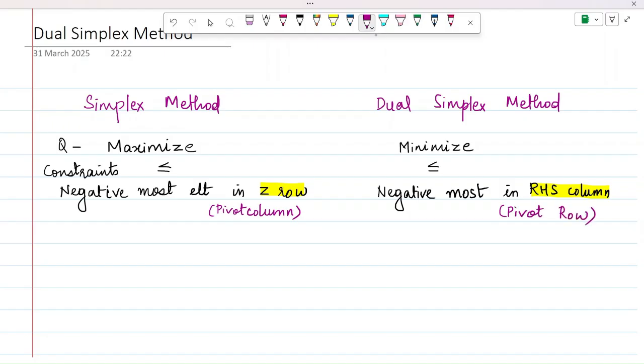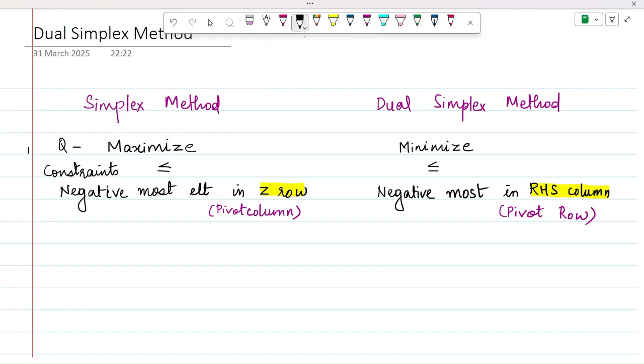So the difference being majorly maximize and minimize. Constraints are both the same, less than or equal to. If not less than or equal to, convert them. Again, you're looking at the negative most element, but in the simplex method, you were looking at them in the Z row, and you found the pivot column accordingly. Whereas in the dual simplex method, you find the negative most element in the RHS column, and you will first find the pivot row. Okay.